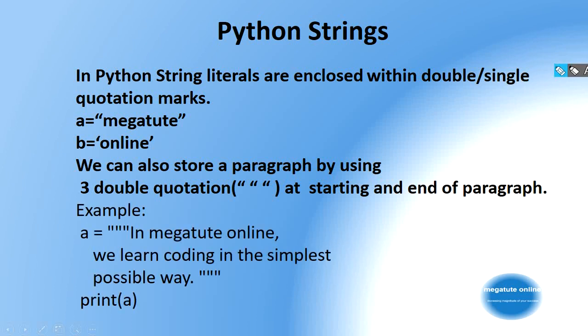For example, in this particular case, we've shown you that into the variable A, we are storing the statement in Megatit Online we learned coding in the simplest possible way. So these 3 lines has been stored into a variable A, and then when we print it, it will just reprint or present the same paragraph on the screen. So this is the way we can store a string and a paragraph in Python. All right.